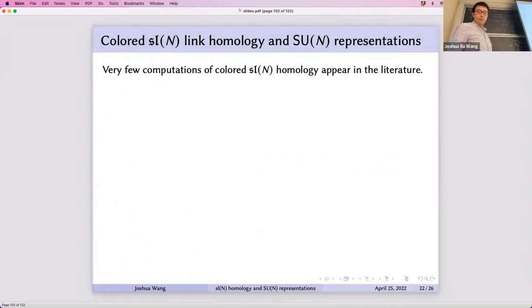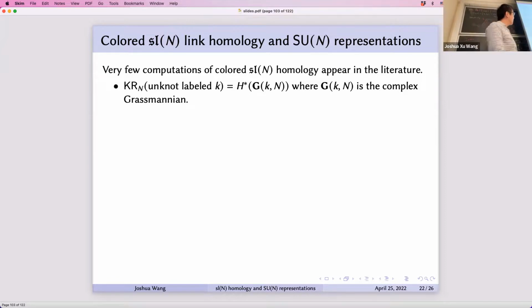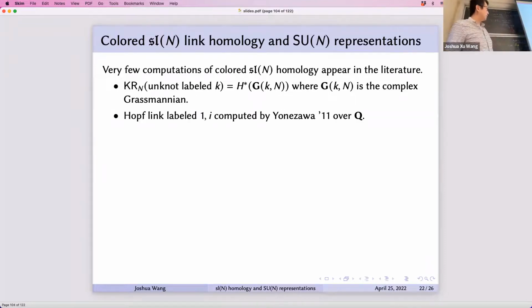Okay. So there are actually, like maybe you can imagine, very few computations of colored Khovanov-Rozansky homology. It's known for an unknot, which is good. And for the unknot, it does actually match the cohomology of this Grassmannian. So that's a good first step. For the Hopf link, if you label one of the components 1 and you label the other component anything, then this was calculated by Yonezawa before it was defined over Z. So this was calculated over Q.